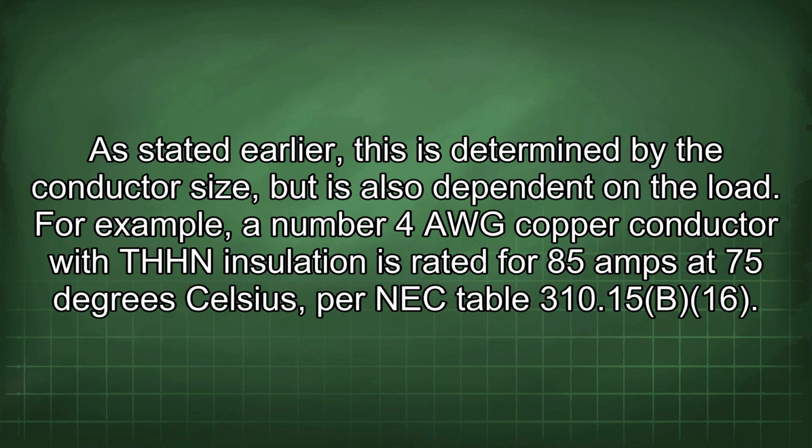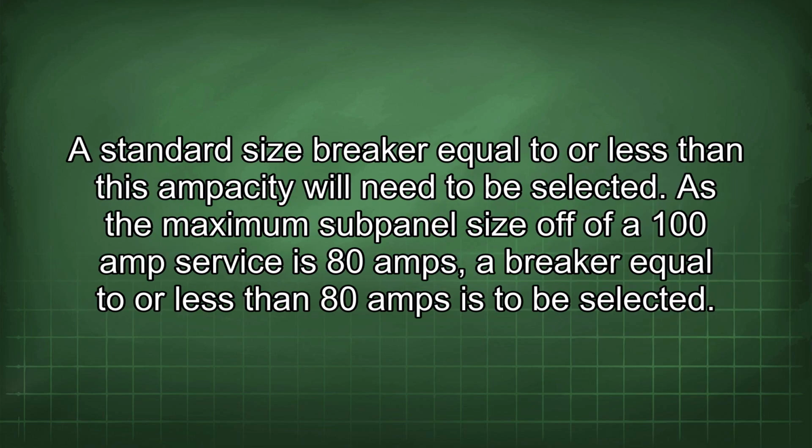As stated earlier, this is determined by the conductor size, but is also dependent on the load. For example, a number 4 AWG copper conductor with THHN insulation is rated for 85 amps at 75 degrees Celsius per NEC Table 310.15(B)(16). A standard size breaker equal to or less than this ampacity will need to be selected. As the maximum subpanel size off of a 100 amp service is 80 amps, a breaker equal to or less than 80 amps is to be selected.